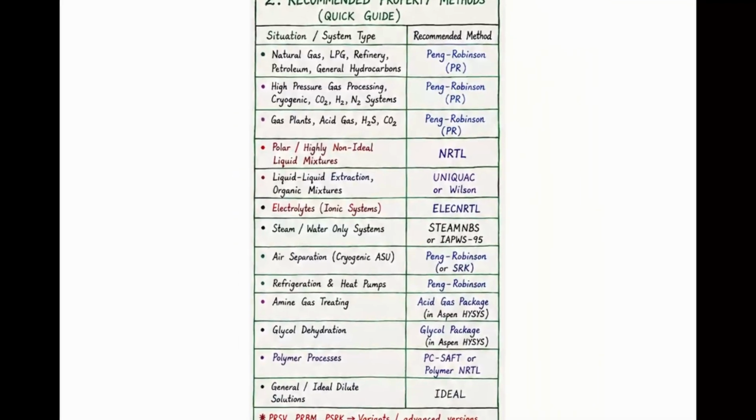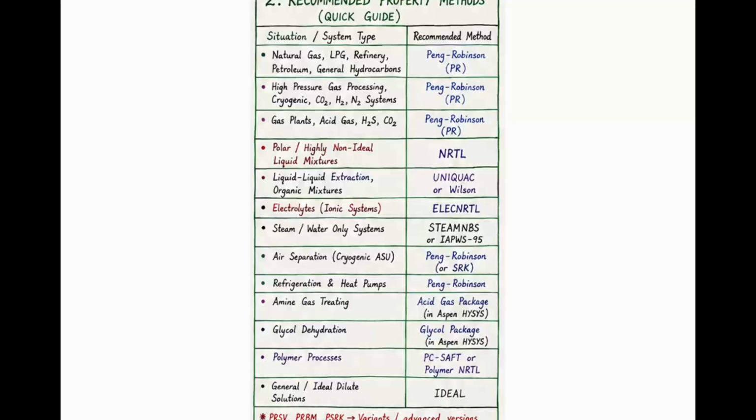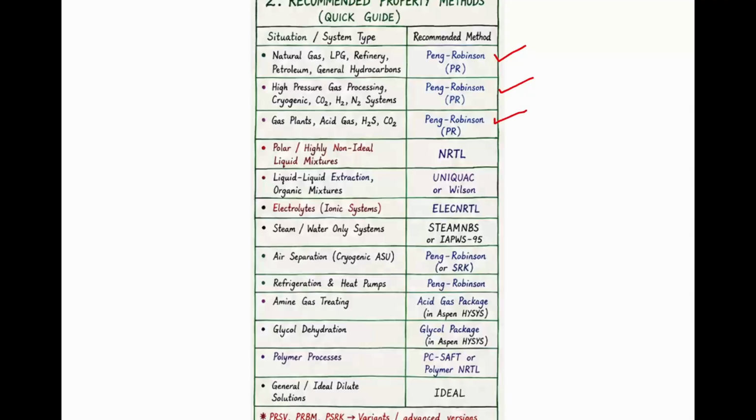Going to the second part, the recommended property methods for different systems. For natural gas, LPG, refinery, petroleum and general hydrocarbons, the recommended property package is Peng-Robinson. For high pressure gas processing, cryogenics, CO2, H2, N2 systems, Peng-Robinson is recommended. For gas plants, acid gas, H2S, CO2, again Peng-Robinson is used. For polar, highly non-ideal liquid mixtures, NRTL is used. For liquid-liquid extraction of organic mixtures, UNIQUAC or Wilson is used.